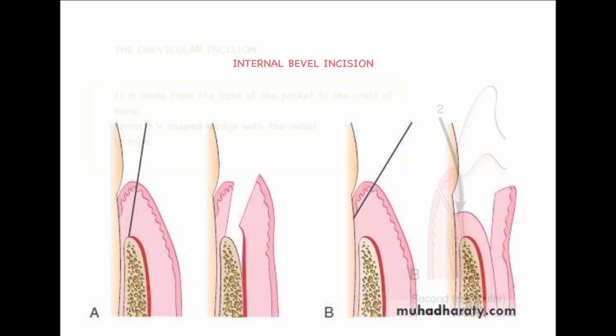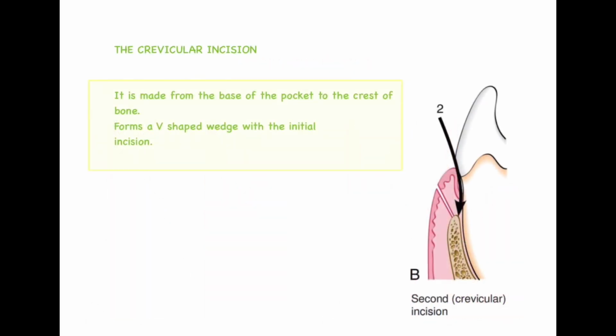Moving on towards the crevicular incision, as I have already described, this incision is given along the sulcus, or the crevice. Crevicular means क्या कि हम उसको crevice से दे रहे हैं, that is, from the gingival crevice. So basically it is made from the base of the pocket to the crest of the bone. Pocket के base से bone की crest तक हम लेंगे.